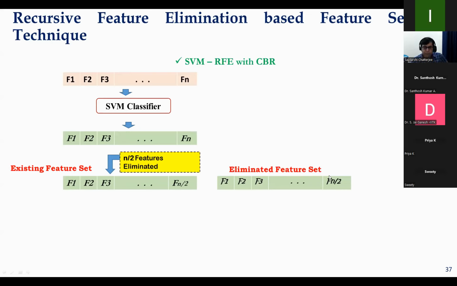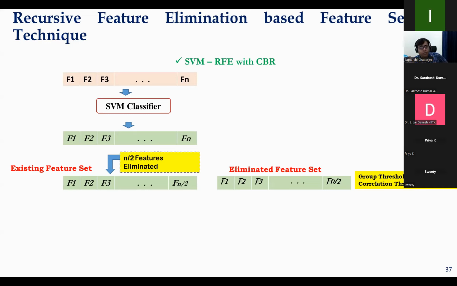Now in the eliminated feature set, we have determined a group threshold value and a correlation threshold value. In the group threshold value, we determine how many features we will consider in the elimination feature set, and the correlation threshold value determines the correlation coefficient with the highest weight feature. That is the feature which has the highest weight.